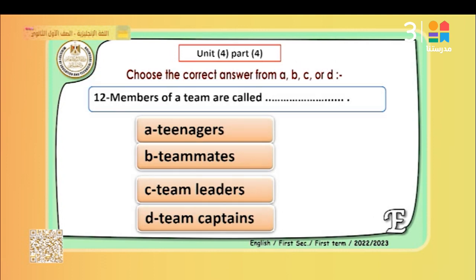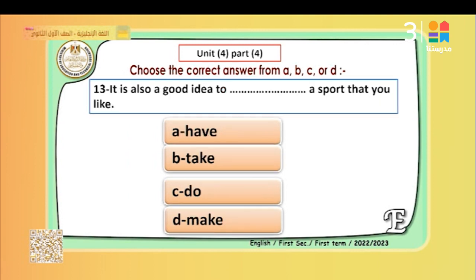Here we have question number 12. Remember, members of a team. The people who join a team are called teenagers, teammates, team leaders, or team captains. The people who join a team are fellows, they are friends in this team, so they are teammates. Teammates are fellows in a team. People who play the same game are teammates.